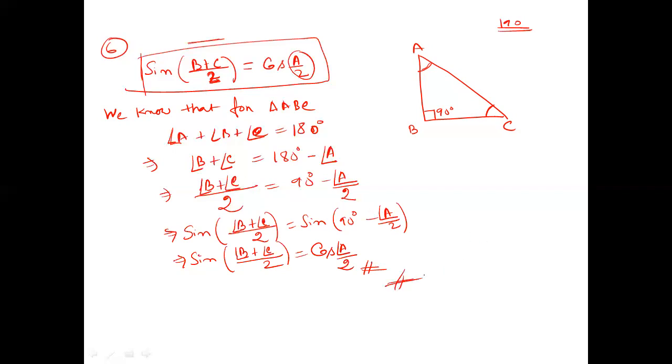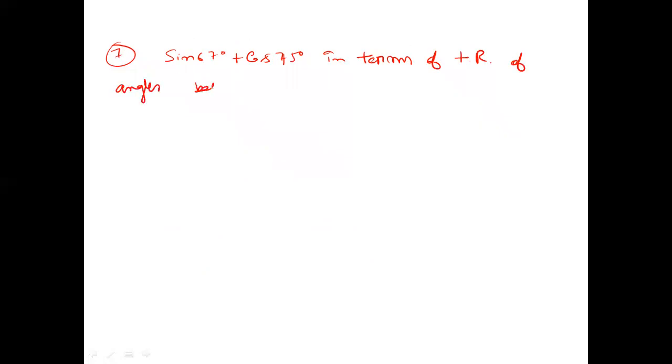Clear? Question number 6. Now see question number 7. The question says: express sine 67 degree plus cos 75 degree in terms of trigonometric ratio of angles between 0 degree and 45 degree. Now see, one expression is given, that means sine 67 degree plus cos 75 degree. You have to write down this expression in terms of trigonometric ratio of angle between 0 degree and 45 degree.